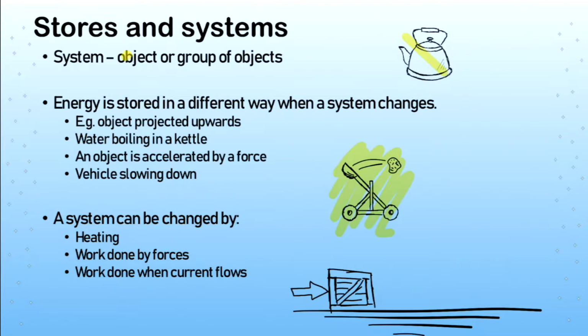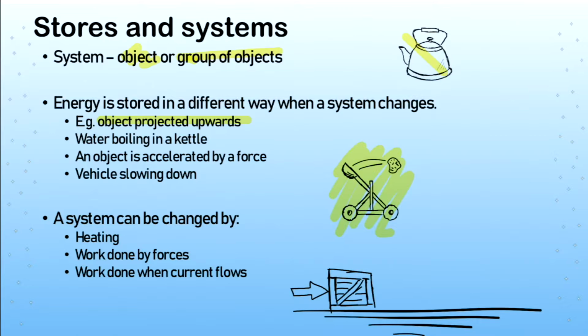So we define it as an object or a group of objects that we're considering and looking at the energy transfers and changes within. And energy itself is usually stored. So it's stored in a different way, and when the system changes, the energy is transferred to a different type. So if you imagine this catapult, it's an object being projected upwards. It has kinetic energy as it's moving upwards, and as it is moving, the system, the object that's actually being fired, is losing kinetic energy and gaining gravitational potential energy. So that's a transfer that's happening when the system is changing.